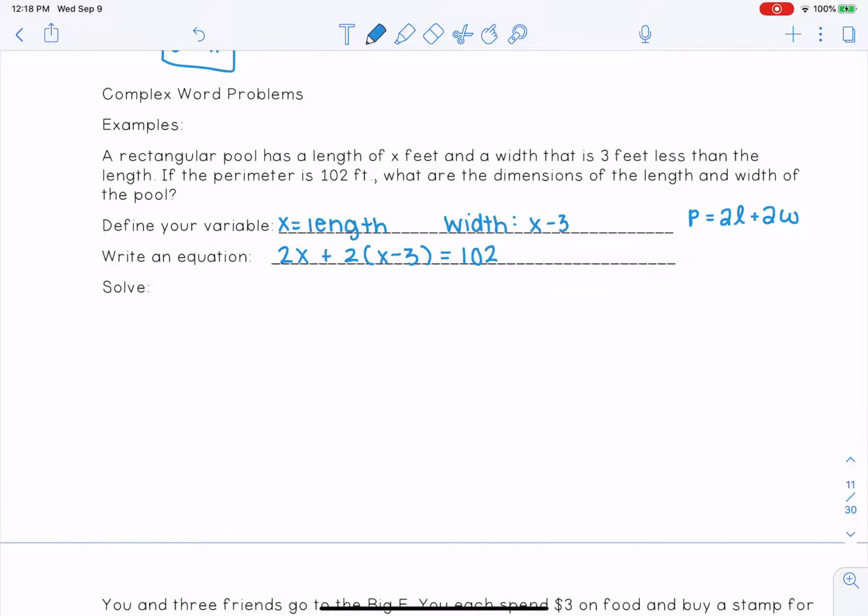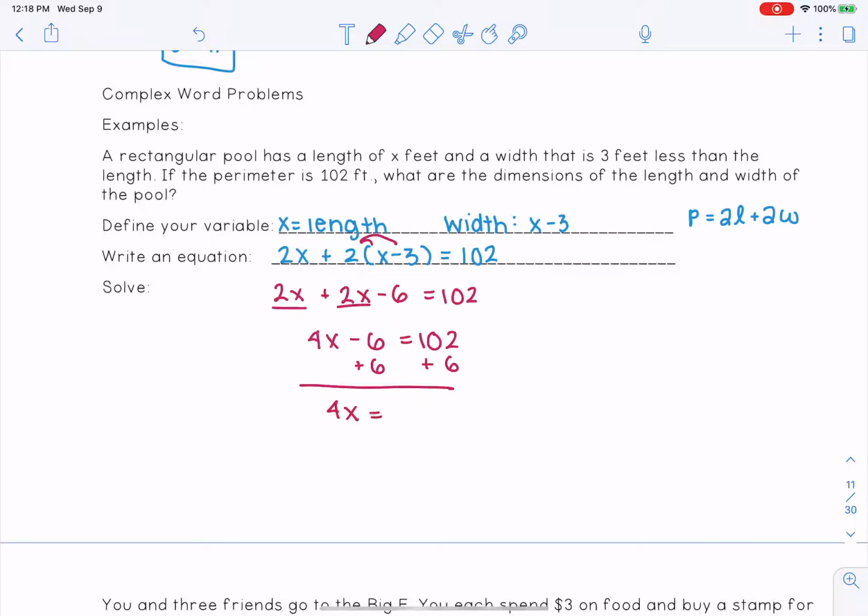Now let's try to solve. The first thing we're going to do is distribute. So we get 2x plus 2 times x plus 2 times negative 3, which is a minus 6, equals 102. Next up, combine like terms if you can. 2x plus 2x is 4x minus 6 equals 102. Now use SADMAP. Add 6. 4x equals 108. Divide both sides by 4. x is equal to 27 feet.